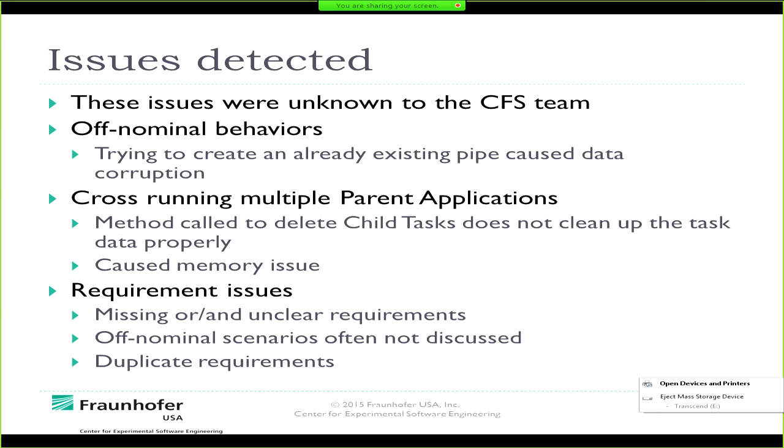Off-nominal behaviors were the most common type of issue this approach detects. For example, trying to create a pipe, then create it again, and then try to delete it won't work. Some of the data was corrupted in the process of an off-nominal sequence of events. We found some infinite loops and race conditions, and I shared them with the team, and they agreed and reviewed them, and they caused some memory issues and so on. We also found quite a few missing requirements. They were taken care of by the implementation and documented as part of the API, but not in the requirements. So many times they were off-nominal requirements, and one or two duplicate requirements that were already cleaned up.